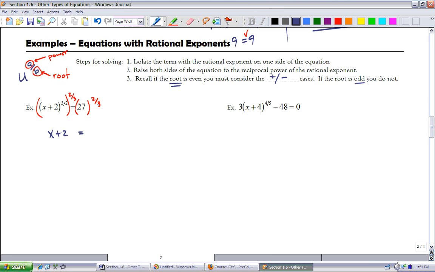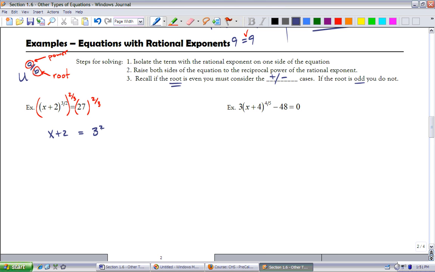Now people get worried about this, but really you're saying we need to take 27 and square it and take the cube root of that. Now you can do those in either order. Do you want to square 27 or do you want to take the cube root? The cube root is going to be easier, so if we take the cube root of 27, the cube root of that is 3, so we really have 3 squared.